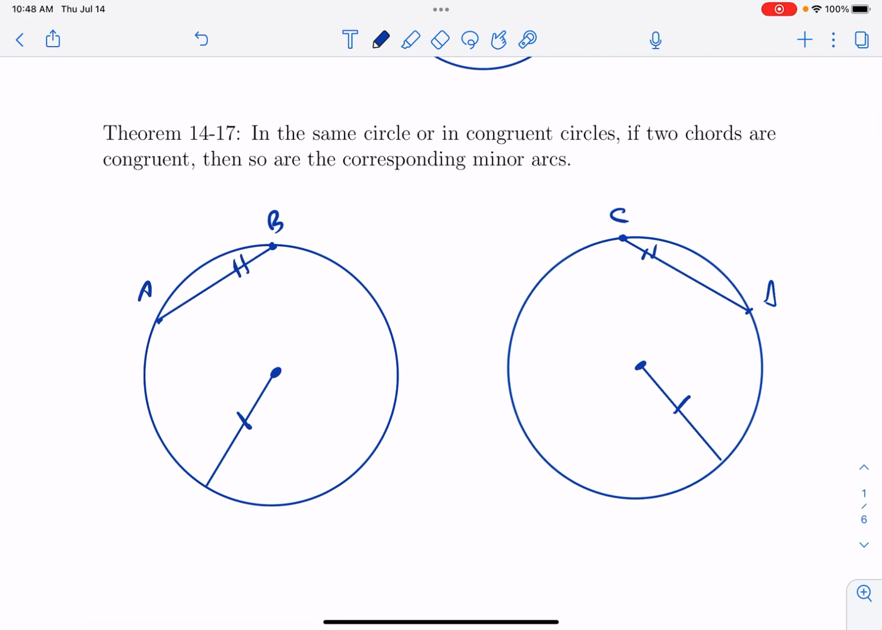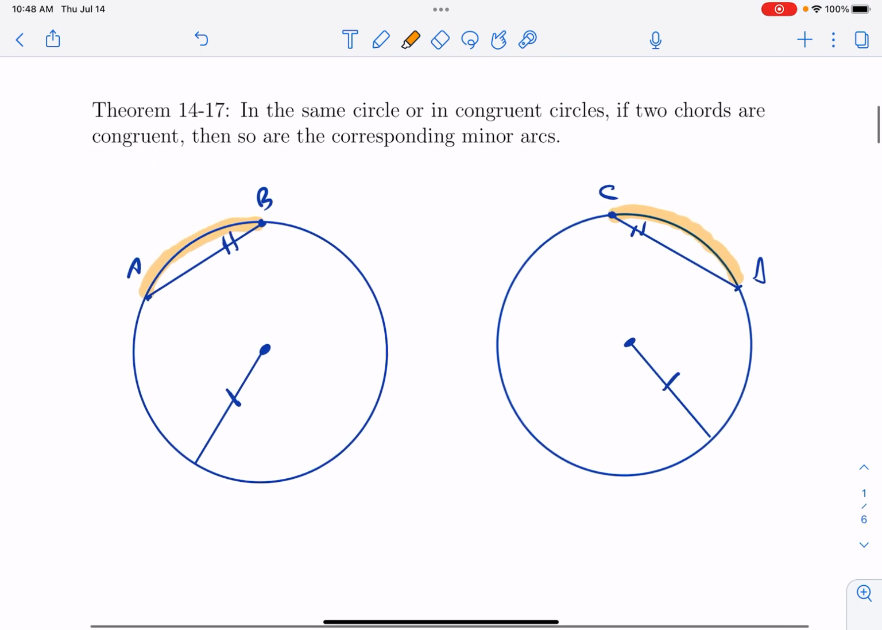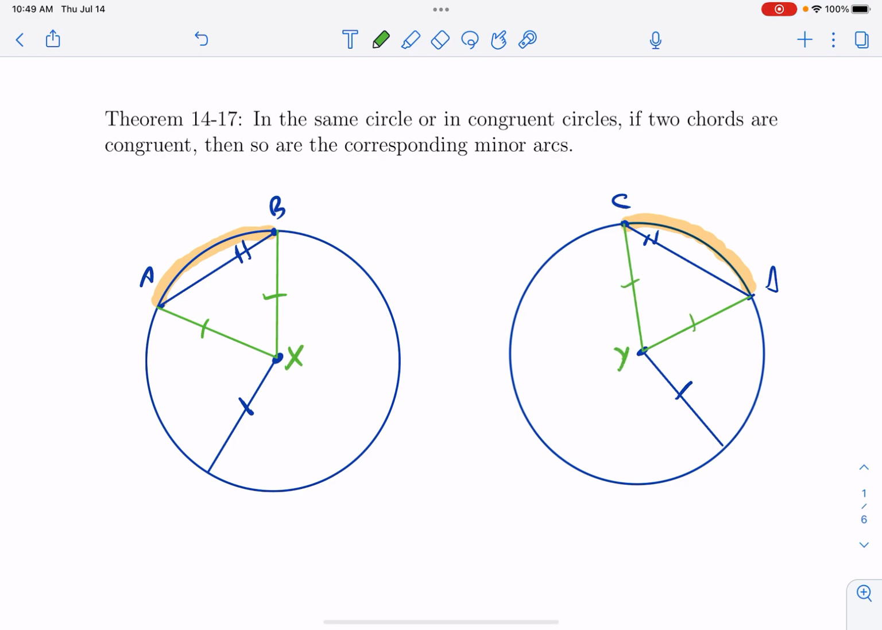So I'm not going to do this formally, but I want you to get the right idea. This is our setup. The circles are the same size, the chords are the same size. Well, let's think about the corresponding minor arcs. Are they the same size? It certainly feels like they should be from our sense of symmetry. And we can prove this using congruent triangles. I'll draw in some convenient radii. All radii in a circle are congruent, so I have a bunch of congruent things like so. Let's call this center X and this center Y.